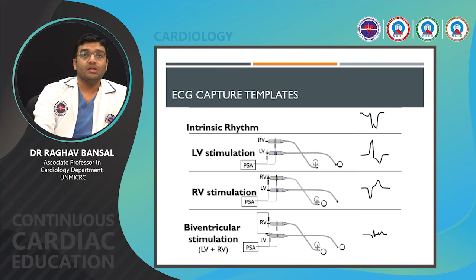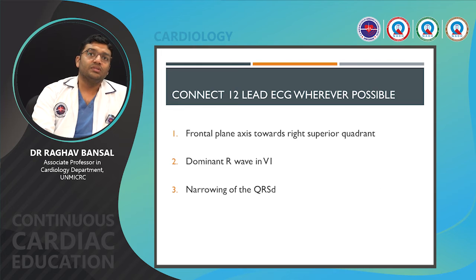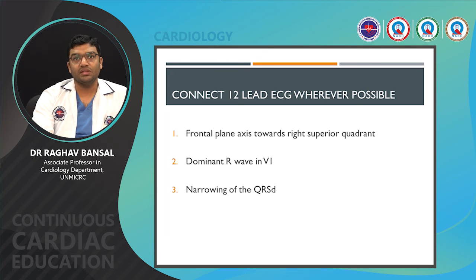One of the good ways that you will get a good response is to have a 12 lead ECG connected. Then you can see the intrinsic rhythm, see what's happening on the LV stimulation, see what's happening on the RV stimulation, and see if the QRS is narrowing down on the biventricular stimulation on the ECG. So it is always helpful to have a 12 lead ECG or at least a 6 lead ECG wherever possible. It helps you to determine whether there is narrowing of the QRS and see the actual clinical response of the CRT LV lead you have done.